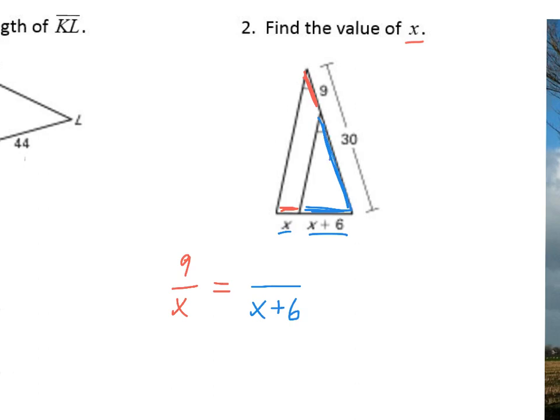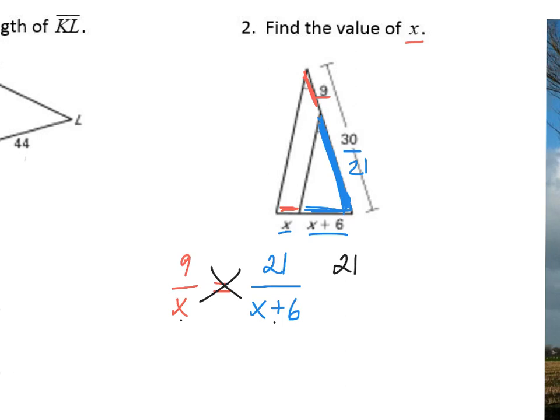But as for this side right here, the whole thing is 30, and this top piece is 9, which tells me that this lower piece is going to be 21. Now, in this case, I have x on both sides of my proportion, so I can't really reduce anything. So I'm just going to need to cross multiply and solve.